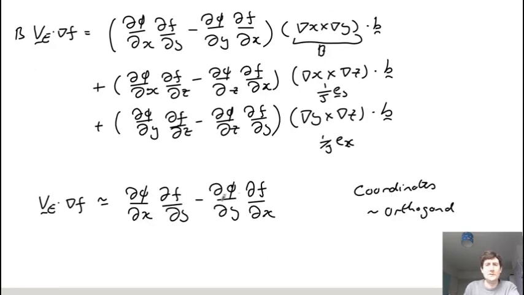So you see this is an anti-symmetric operator. So it has derivatives in x and y, which are the two directions orthogonal to the magnetic field. And it's anti-symmetric, so you have d phi by dx, df by dy, and then with a sign flip, d phi by dy, df by dx. And this is often written as a bracket, phi f, and this is the Poisson bracket.